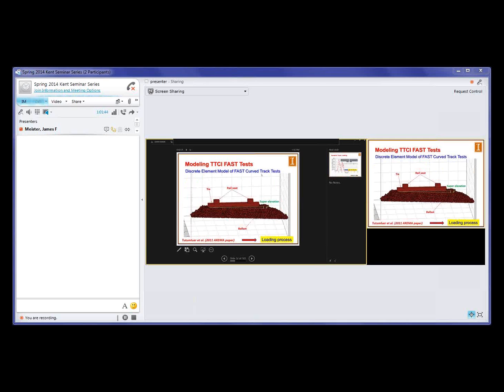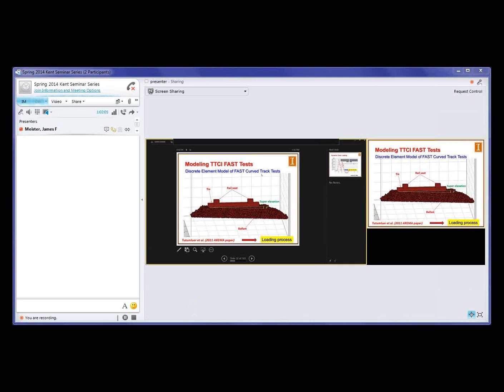I was mentioning this is computationally very expensive. Loading it up to 2,000 passes took us about 2 months or so, and preparing the model took about another 1 month to achieve the desired density and also the geometry.